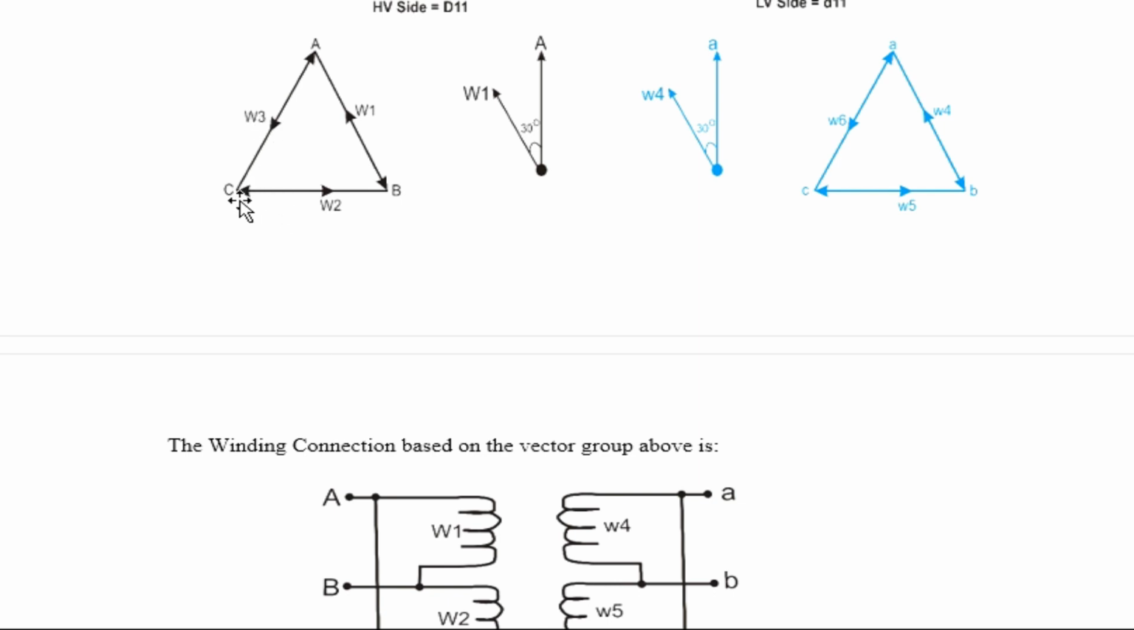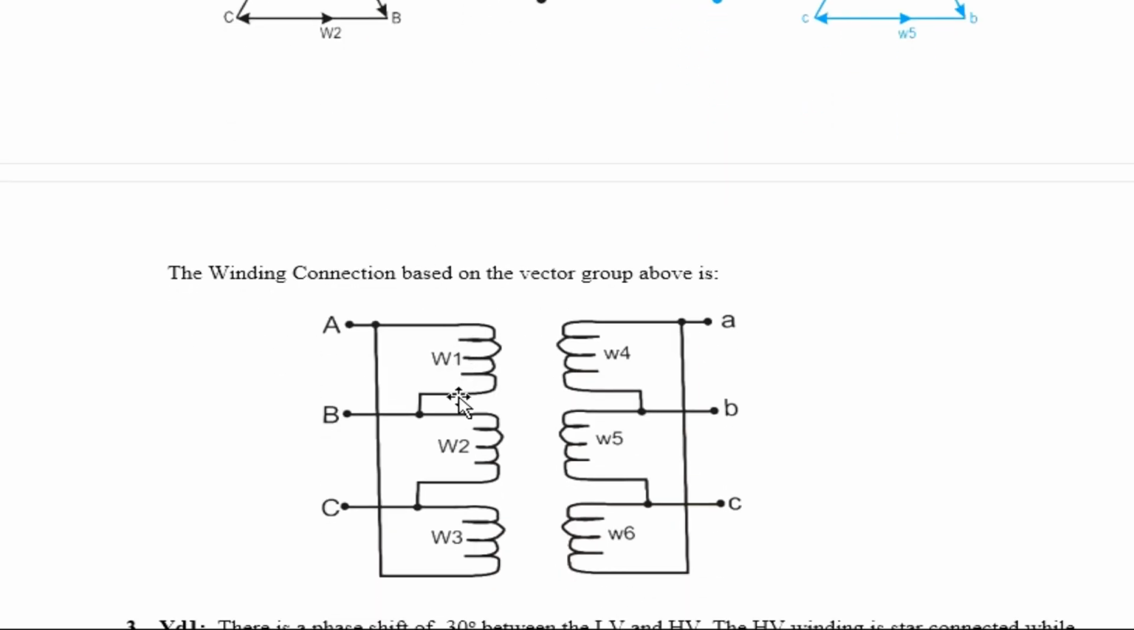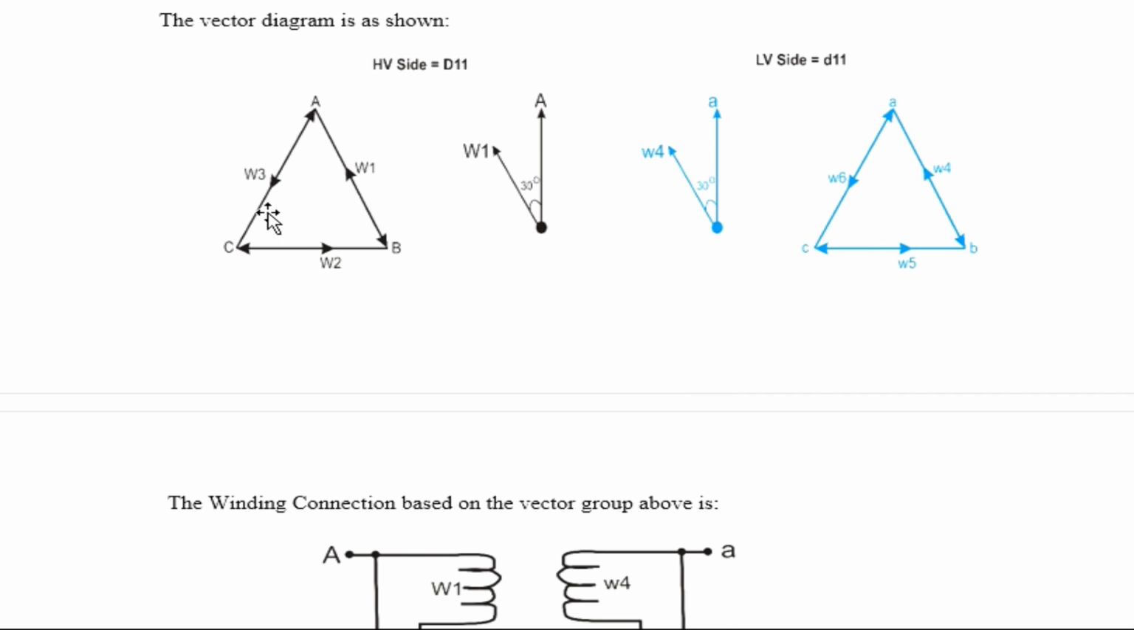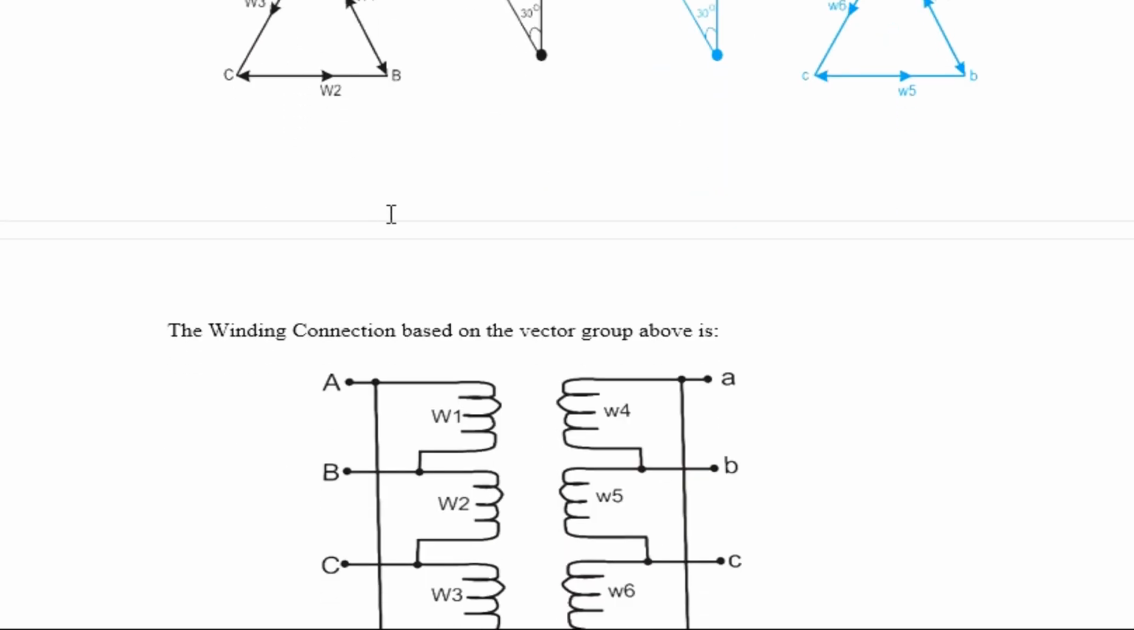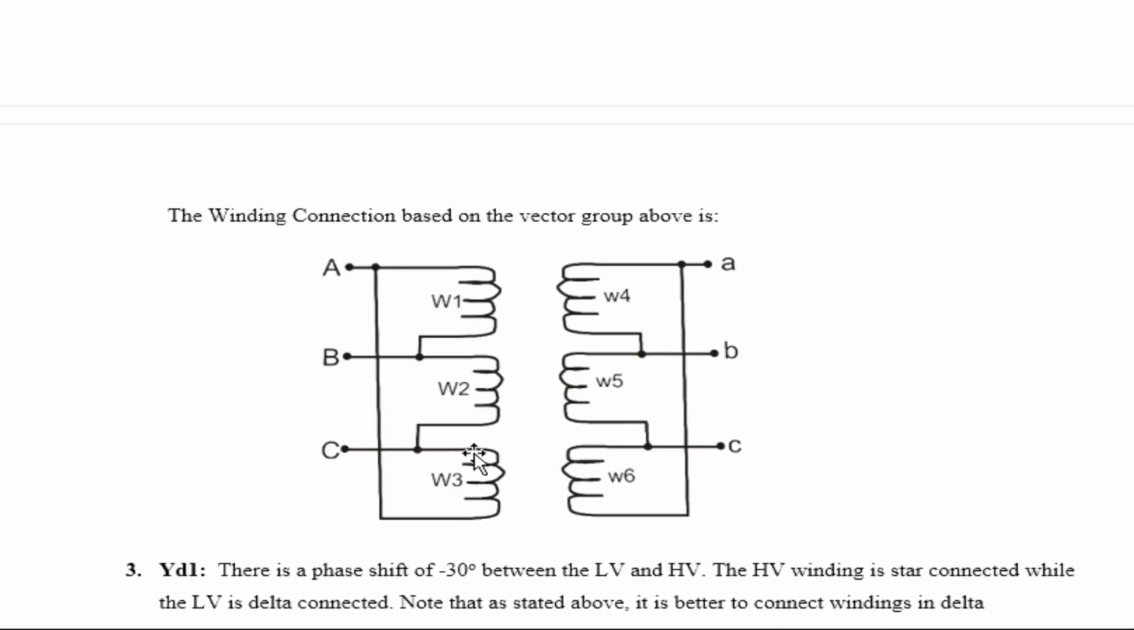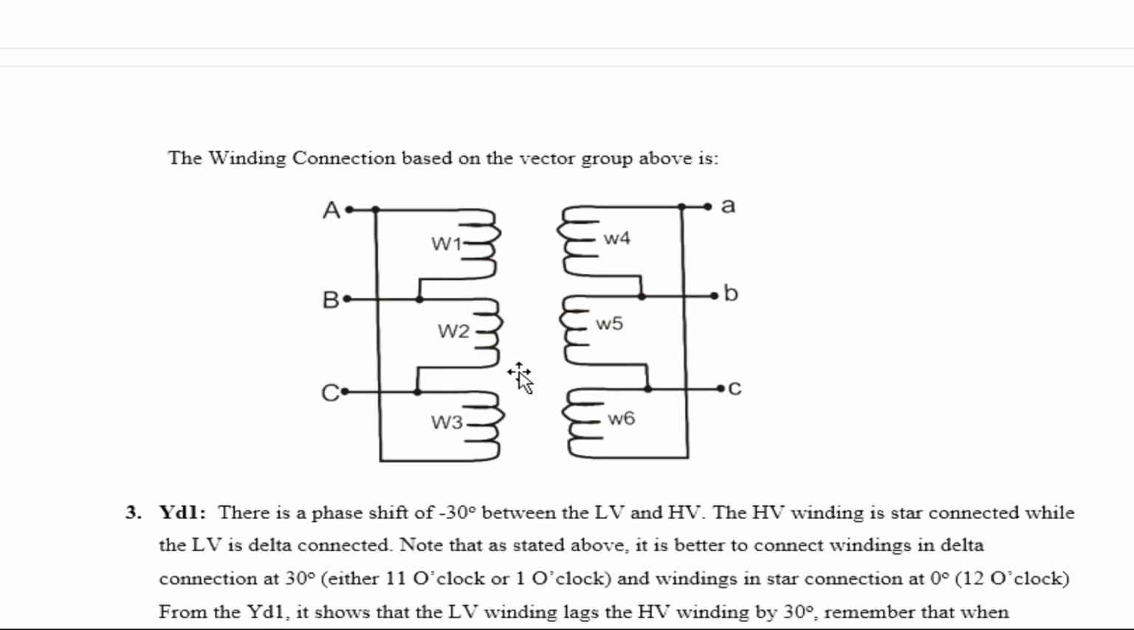W3, the polarity winding is connected to C, while the non-polarity winding of W3 is connected to A. So that is how you draw this winding.